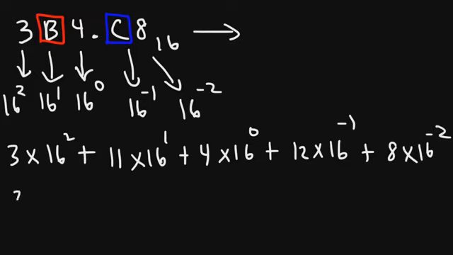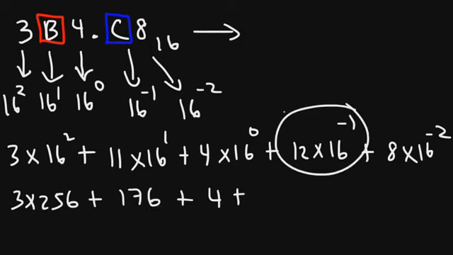Now, 16 squared is 256. So we're multiplying 3 by 256. And then 11 times 16, that's 176. And then we have 4 times 1, which is 4.